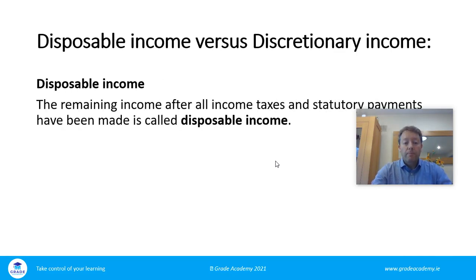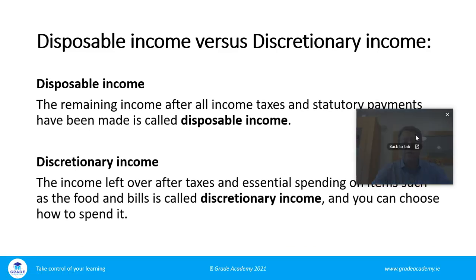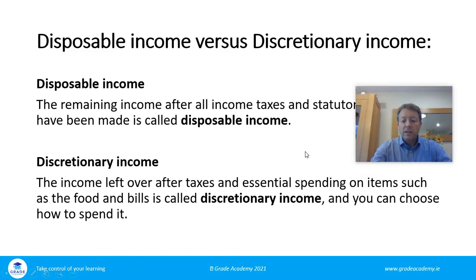Now, disposable income. The remaining income after all income taxes and statutory payments have been made is called disposable income. Discretionary income, on the other hand, is the income left over after taxes and essential spending on items such as food and bills, and you can choose how to spend it.